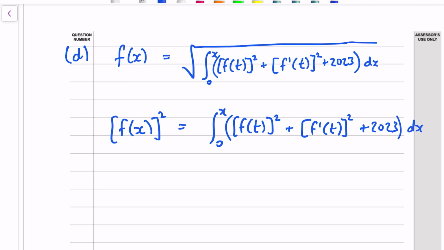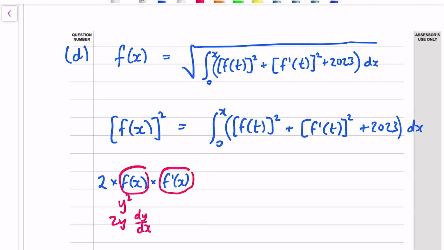Well, differentiating the left-hand side, it's something squared. So that differentiates to 2 lots of something times the something differentiated. That's chain rule. It's also implicit differentiation. Sometimes you would have seen it as maybe y squared differentiates to 2y times dy dx. It's the same idea there. There's the y and there's the dy dx.